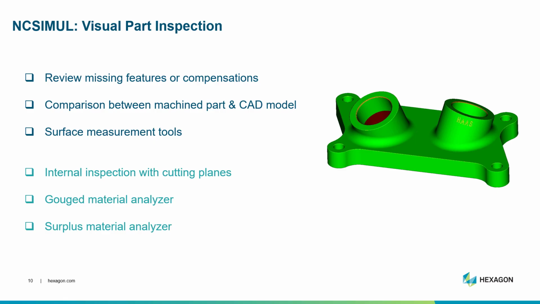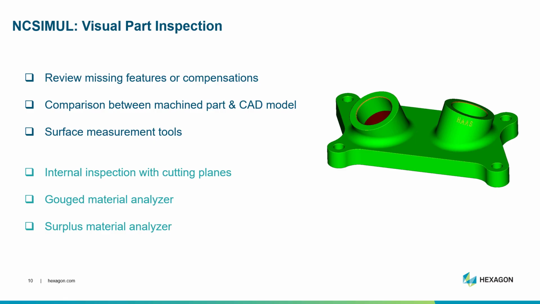And the last thing we'll look at today, step 3, is the visual part inspection. So this again is comparing the original part model to what we just cut with the G-code. And you'll see it show up in a color bar system depending on if you're hitting your tolerance, if you're gouging the part, if you're leaving material.